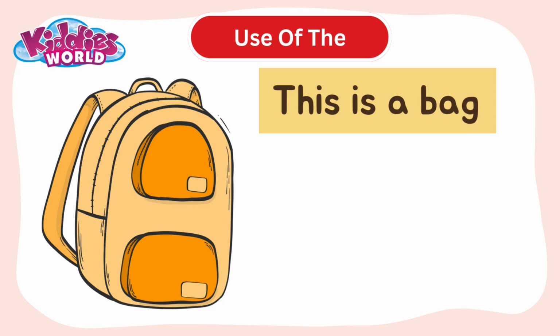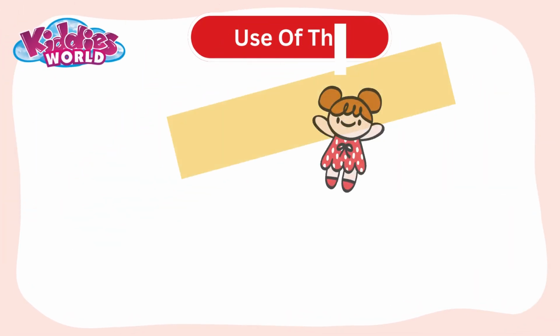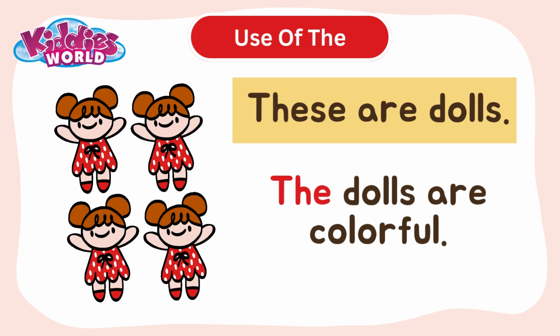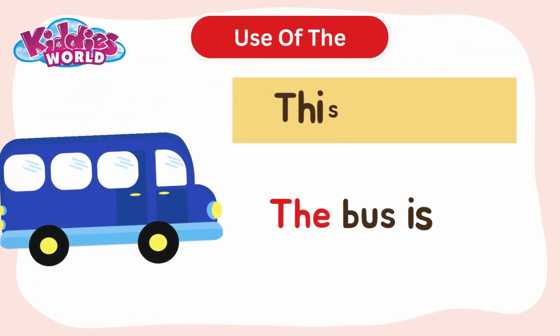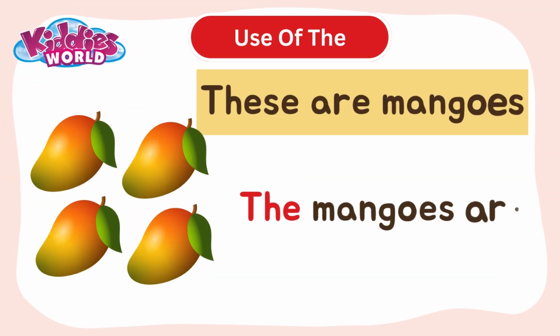This is a bag. When we describe it, we say the bag is yellow. Awesome. These are dolls. The dolls are colorful. This is a bus. The bus is blue. These are mangoes. The mangoes are yellow.